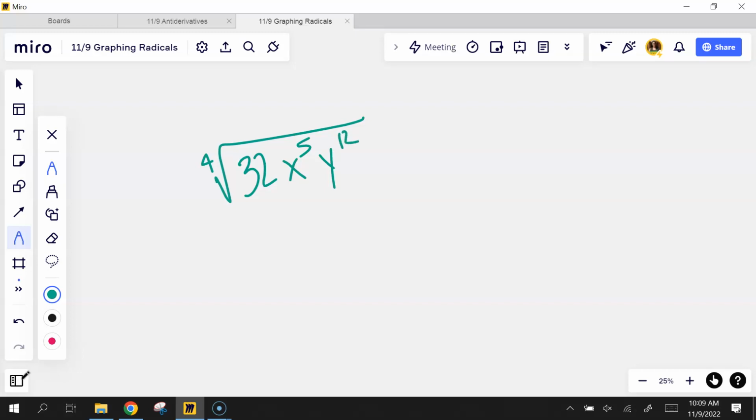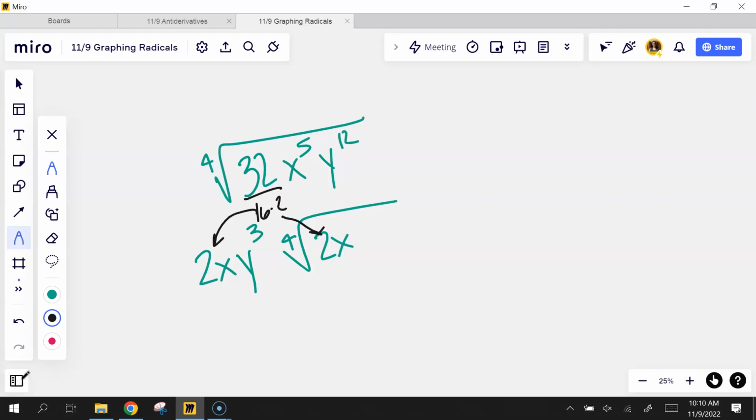How would I simplify that? 2x y to the third. Tell me what you did. The biggest fourth I can divide 32 by is 16, right? 16 times 2. So that's right, with one left. That's correct.